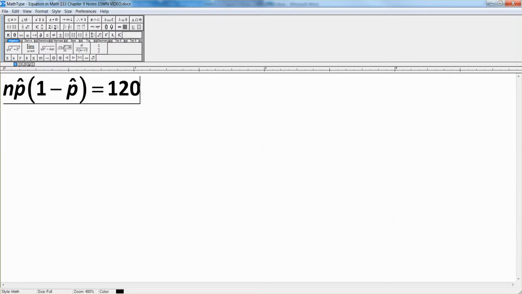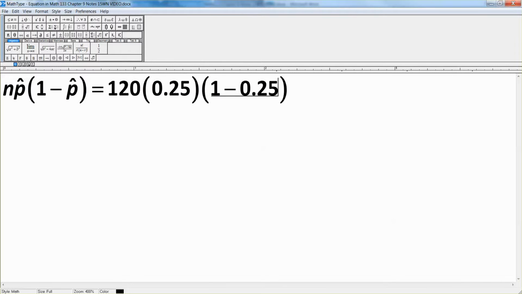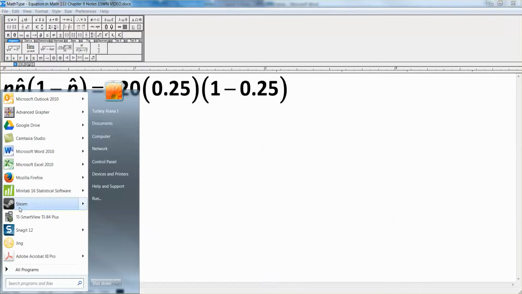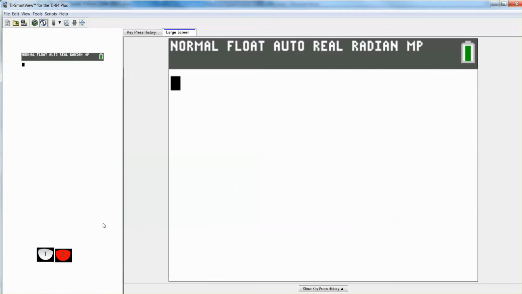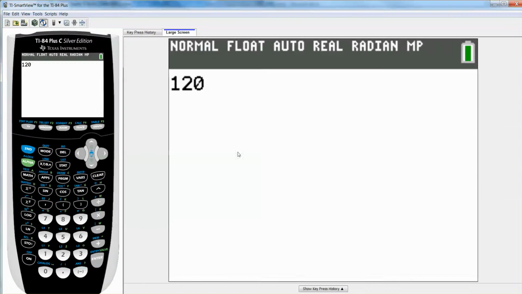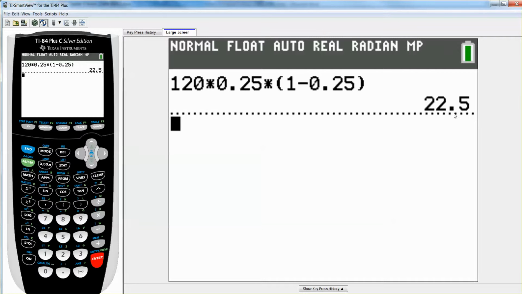N was 120. P hat we found above was 0.25. And then 1 minus 0.25. So I'm going to grab a calculator. This is going to take a second. There we have it. So I'm going to clear out the old. I'm going to type in 120. Oops. I don't know why that happened. There we go. 120 times 0.25 times parentheses 1 minus 0.25. You could do it all in parentheses as well, whatever.